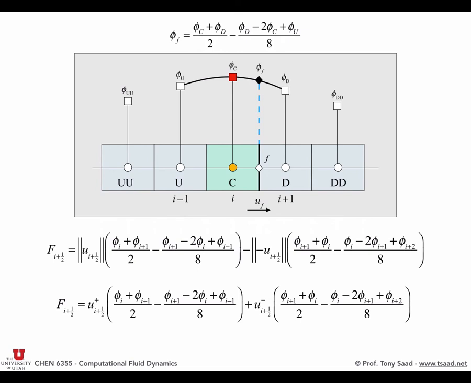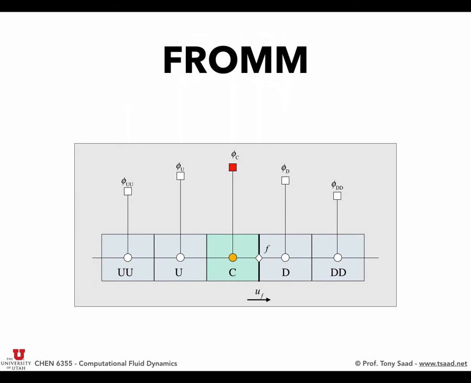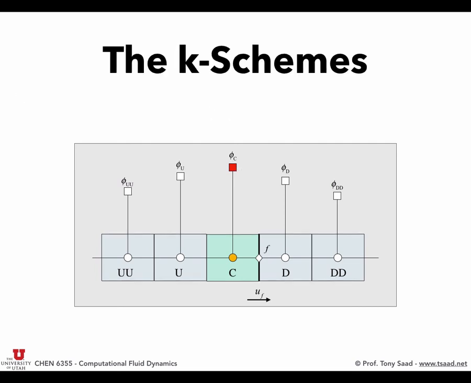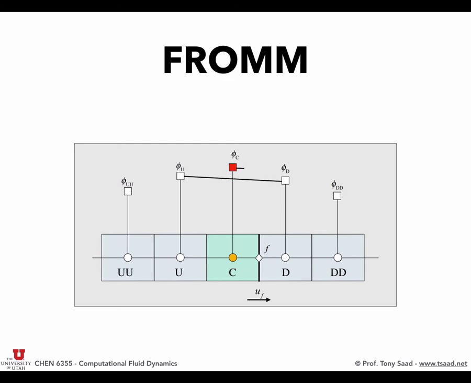Okay. All right. So there's one other scheme called the FROMM scheme. And what they do, they draw a line between the far upwind and the downwind cell. Okay? And then you take that slope and make a parallel slope between phi upwind and the face value of phi. And when you do this, this is what you get for the FROMM scheme. Okay? All right. Phi upwind plus phi downwind minus phi upwind over 4.